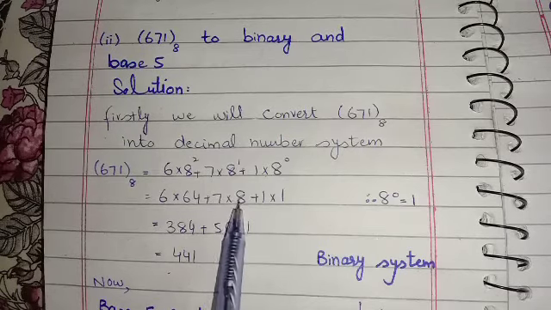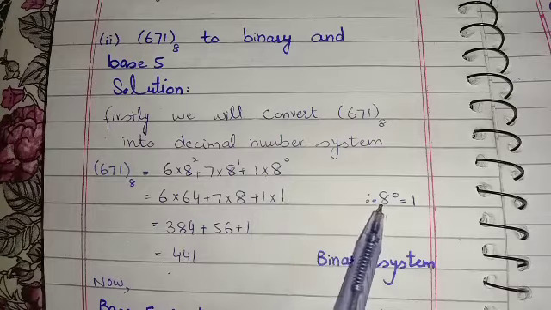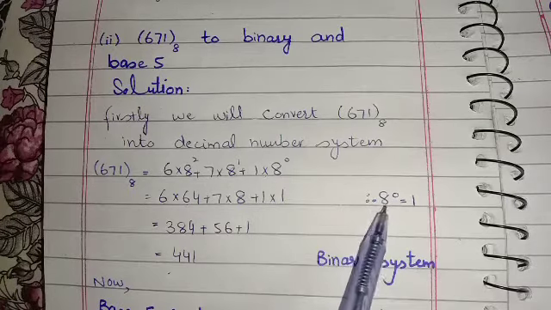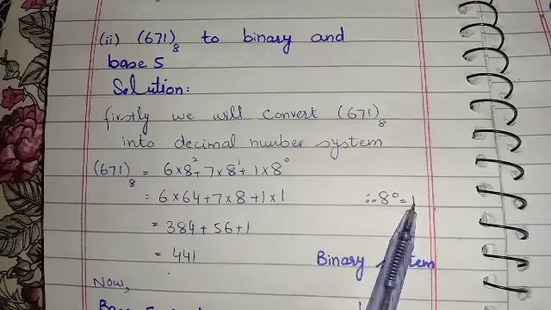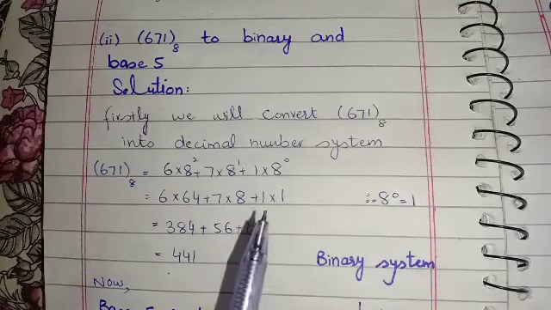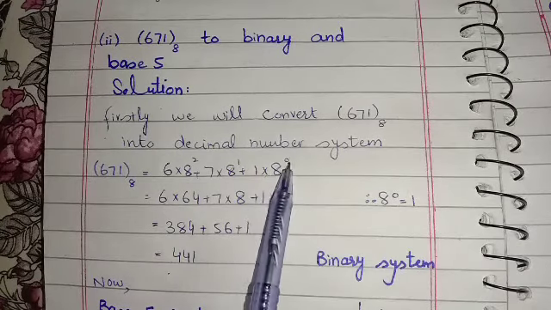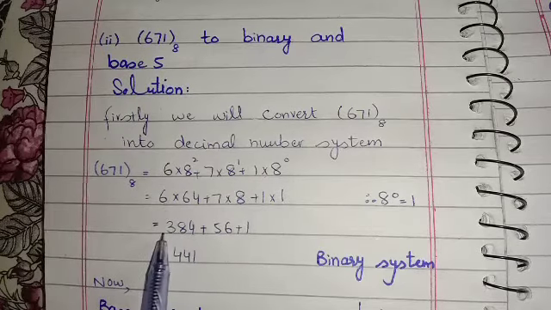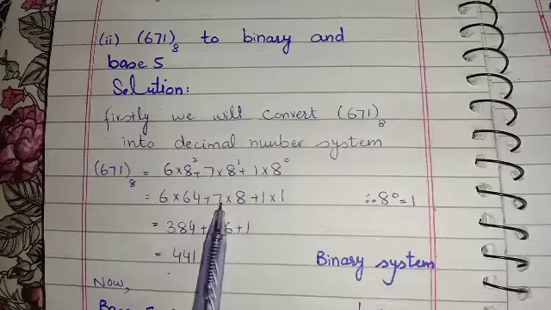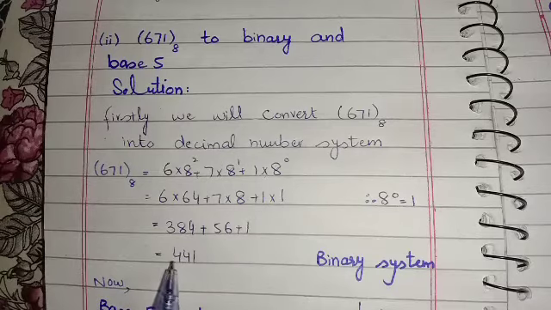because 8 raised to power 1 is equal to 8, plus 1 into 1, because as you all know, when any number has power 0, it means this number is equal to 1. This is our exponent law. Now students, we will write in place of 8 raised to power 0, 1. Now we will multiply 6 into 64, we got 384, plus 7 into 8, we got 56, plus 1 ones are 1. When we add all the numbers, we got 441.